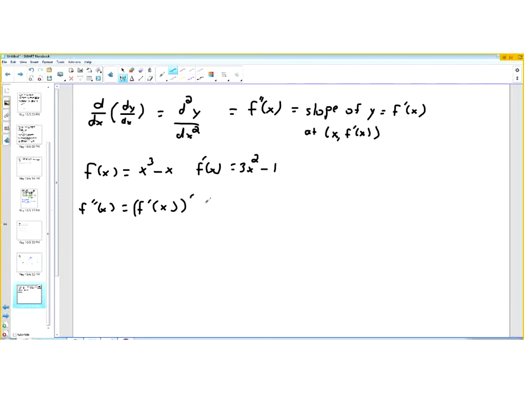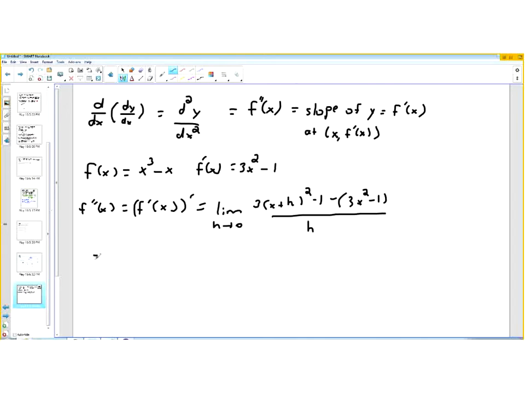So we do this. And so this would be the limit as h approaches 0 of 3 times (x plus h) squared minus 1 minus f of x, which is 3x squared minus 1, all divided by h.